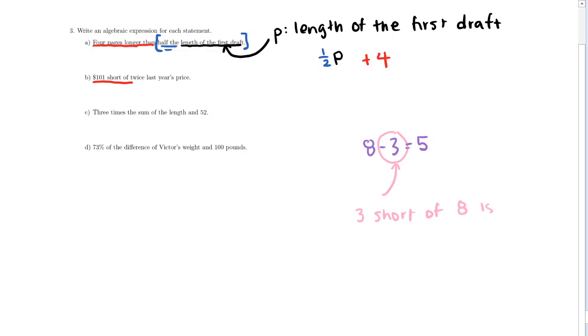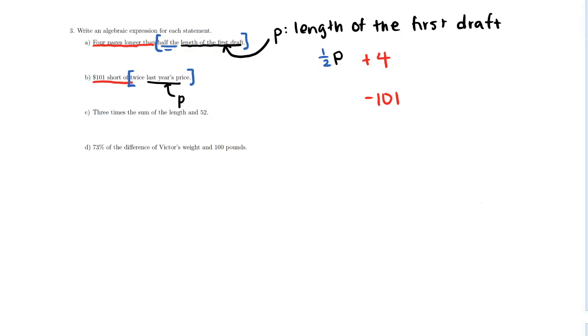And you can read this as is 5. 3 short of 8 is 5. And so here this 101 is telling us we're subtracting 101 from something. But what are we subtracting 101 away from? Well, it's short of this following statement, short of twice last year's price. So again, we have this unknown quantity, last year's price. We don't know what that was. Maybe it's the price of some object. But here I'm going to use P to represent this, and I'll just label and underline what P is representing. So P represents last year's price.